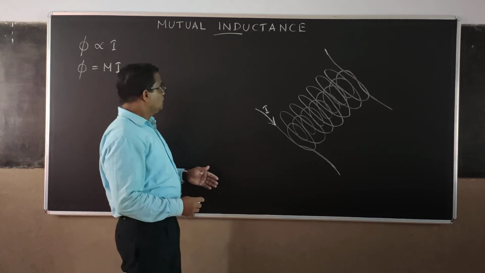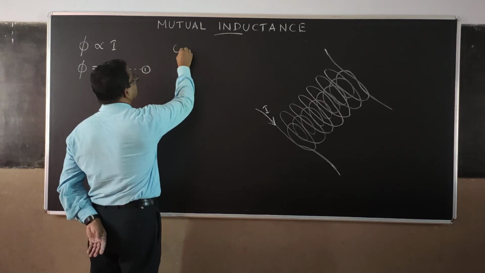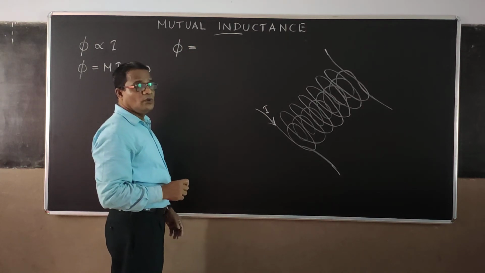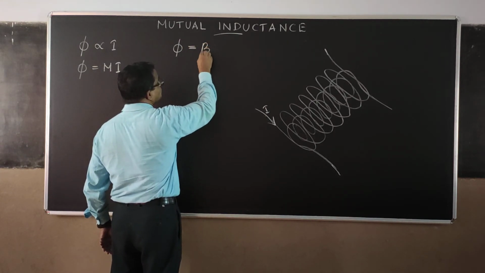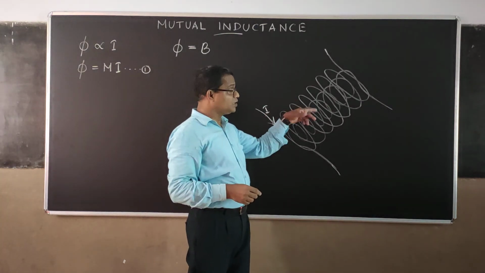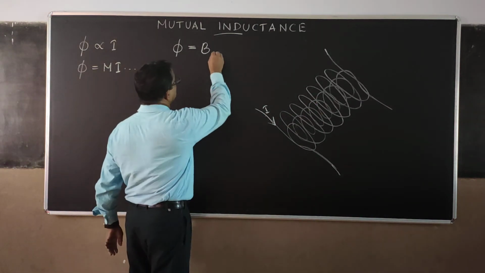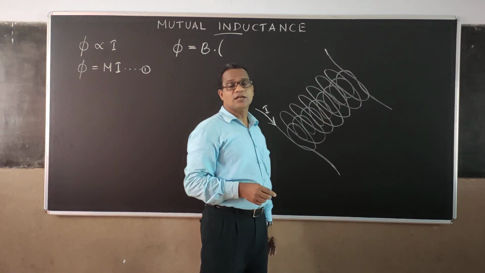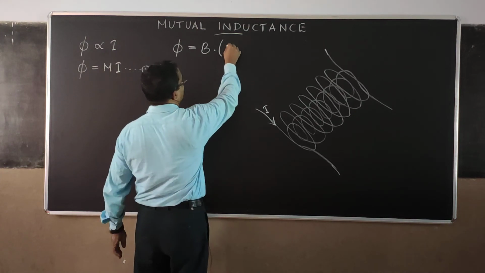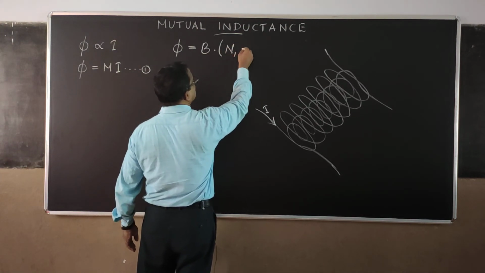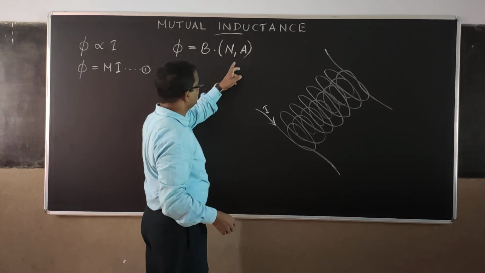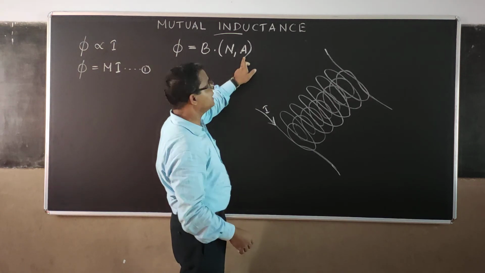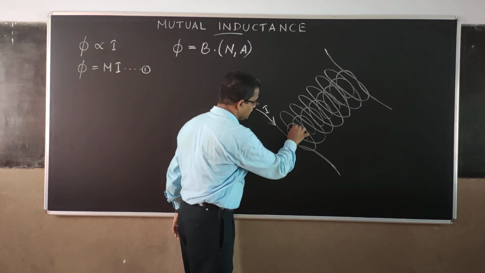Now, the same thing if I consider in terms of field and area, flux phi is equal to the magnetic field produced by the outer coil into the total area of the inner coil. So let me say that N1 is the number of turns of the inner coil. This is having N1 turns. A is the area of the inner coil. This area.